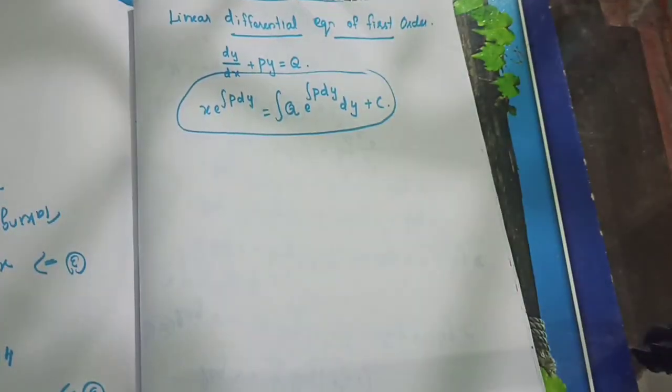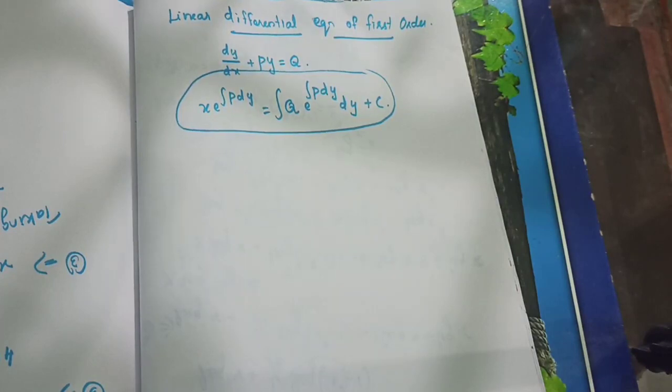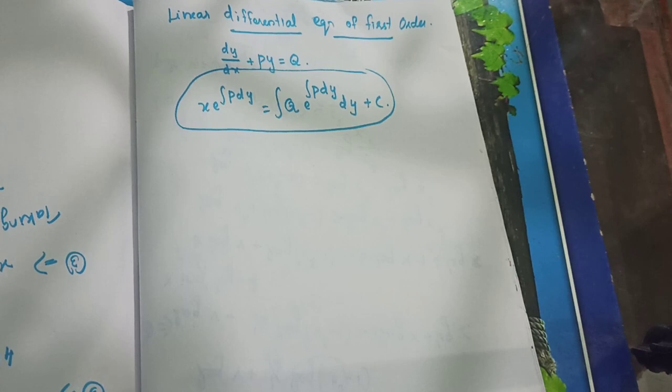So put your side heading: linear differential equation of first order. Afterwards write down the note. For a differential equation dx by dy plus px equals q, where p and q are functions of y alone, the solution is given by y into e power integral of p dx equals integral of q into e power integral of p dx plus c, where e power integral p dx is known as the integrating factor.